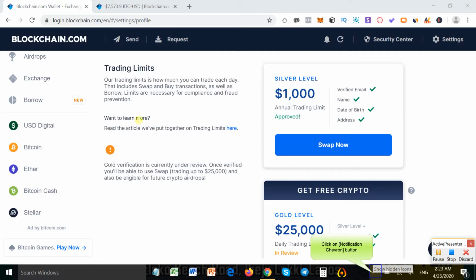I'm here to talk about another mode of payment, which is the crypto mode of payment. This time around, I'm talking about Bitcoin. The cryptos I'm talking about are USD Digital, Bitcoin, Ether, Bitcoin Cash, Stellar, and lots more like that. All I'm trying to do here is to show you how to open the Bitcoin wallet. Go to this channel, then you will get the link where you can subscribe to this Bitcoin.